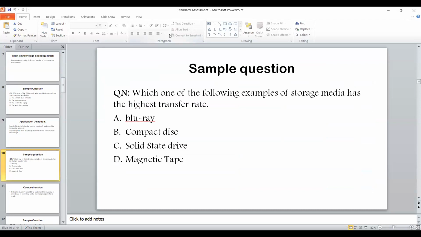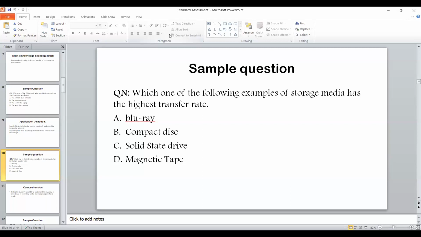Blu-ray, compact disc, solid state, and magnetic tape. So we expect that when you are teaching storage media, you are going to get a compact disc, a hard disk, let us say, because you may not get a magnetic tape. You are going to get even a solid state drive.